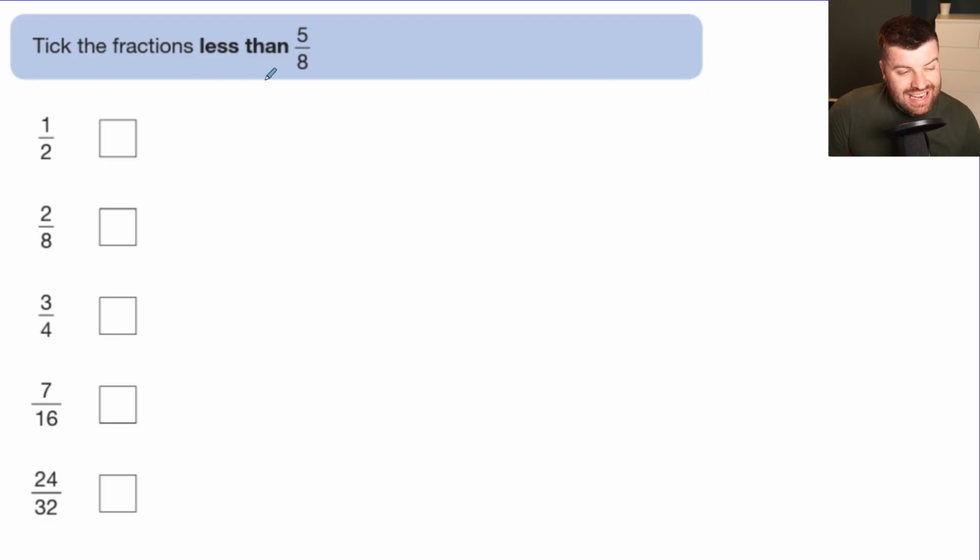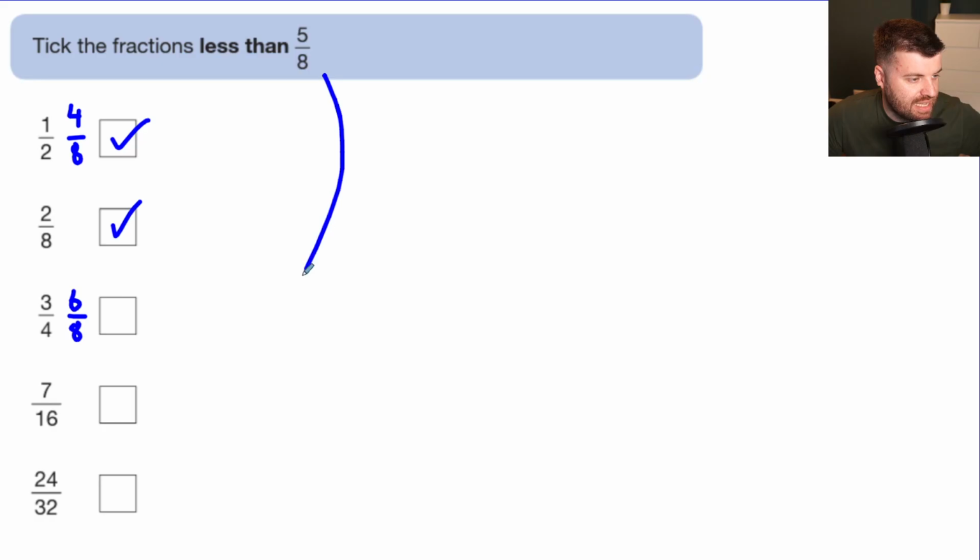Tick the fractions less than 5/8. So again, multiple ways you can do this. You can change these into 8ths if you like and use equivalent fractions. So for example, 1/2 would be the same as multiplying both by 4, 4/8. So 4/8 is less than 5/8, obviously, so we tick that. 2/8 is obviously less than 5/8. 3/4, if you write that as 8ths, we end up with 6/8. So leave that blank. 6/8 is not less than 5/8.